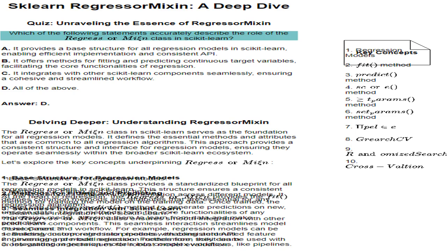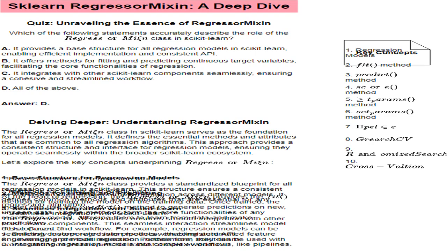True. All the statements A, B, and C accurately describe the role of regressor mixin class in scikit-learn. It provides a base structure for all regression models, offers methods for fitting and predicting continuous target variables, and seamlessly integrates with other scikit-learn components.